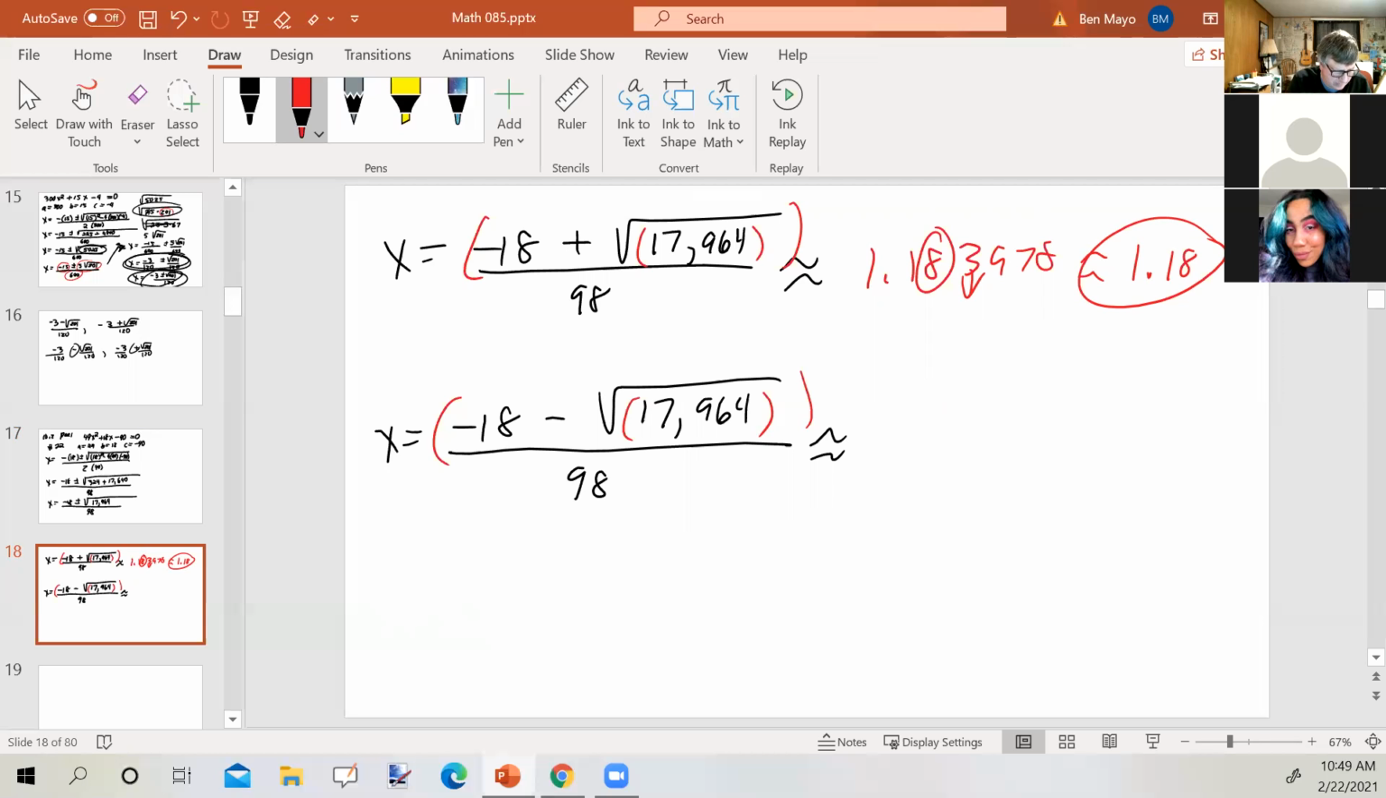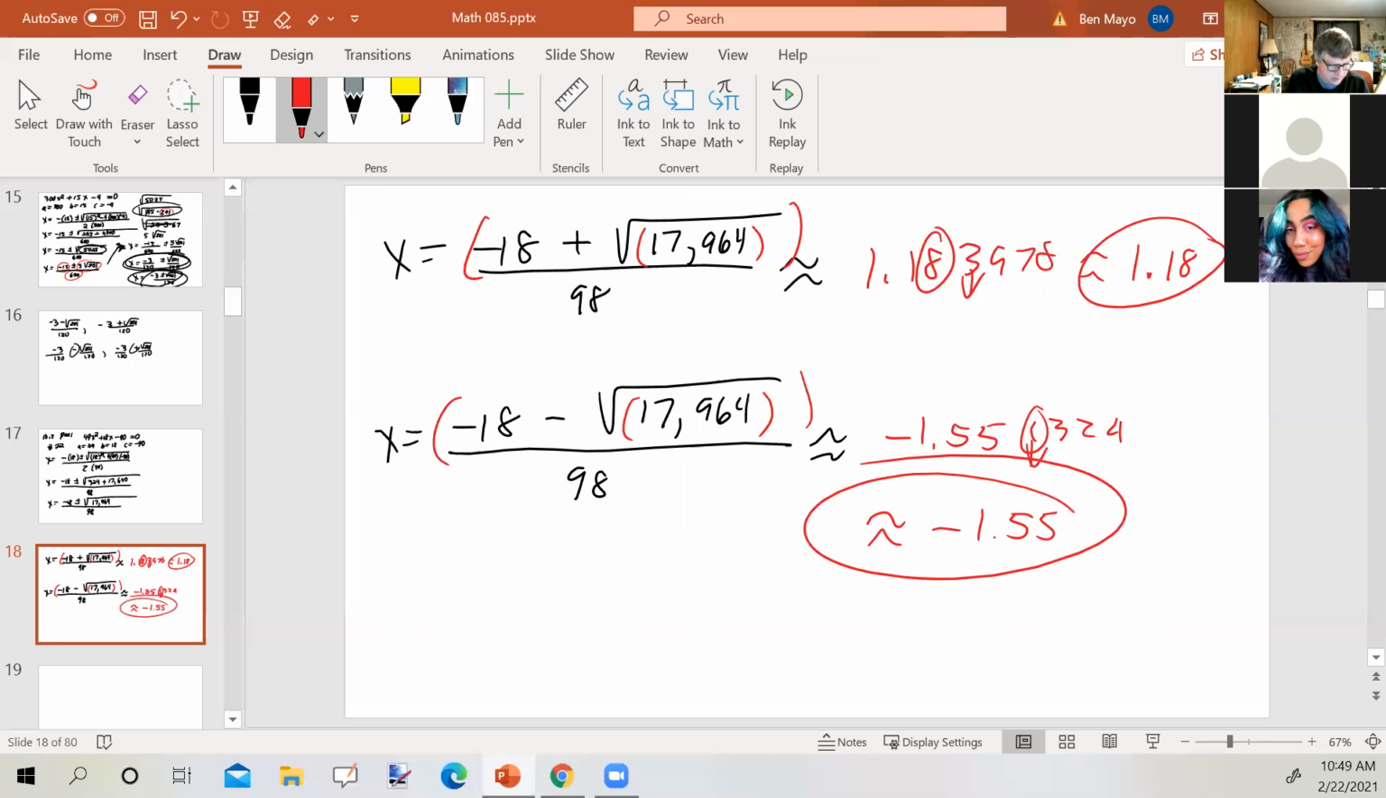Okay. Now, parentheses negative 18 minus the square root of 17,964, close it up, close up the whole thing, divided by 98, and I get negative 1.551324, etc., which would round off to negative 1.55 because the 1 would round down. So there are the 2 approximate answers to the nearest hundredth. Any questions about that problem?